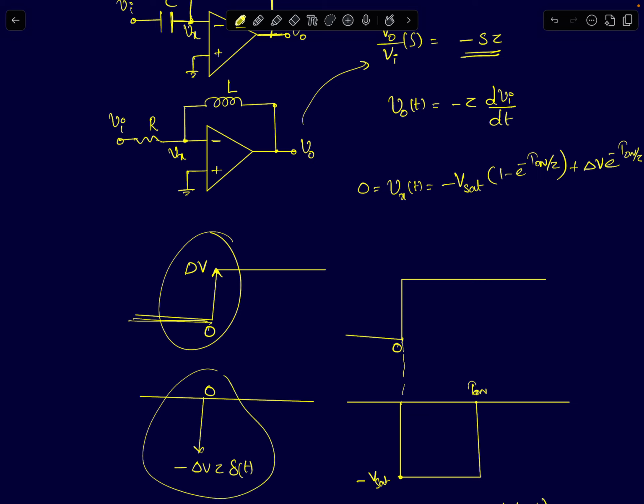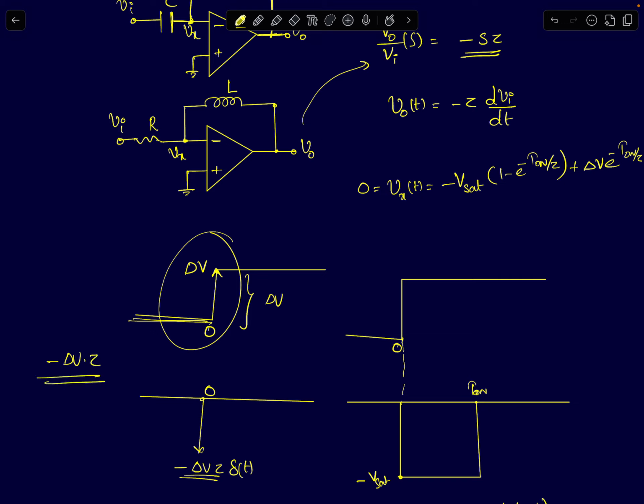And what will be the magnitude of that impulse? Usually, when I write the magnitude of the impulse, the magnitude denotes the area; if you integrate this impulse, this is the area you should get. So when you apply a step input of magnitude delta V volts, the weight of this impulse will simply be equal to minus delta V times tau.